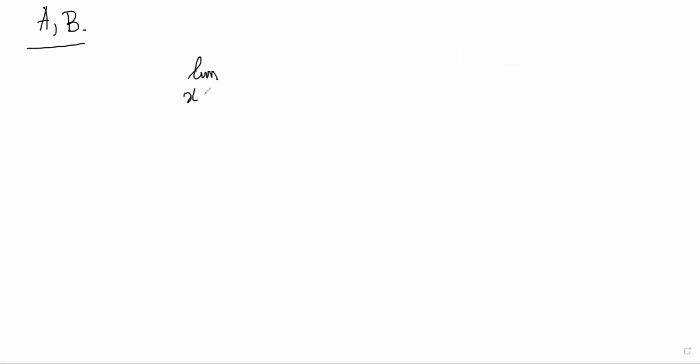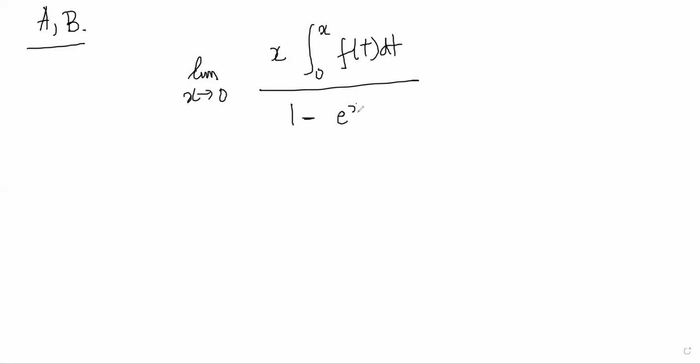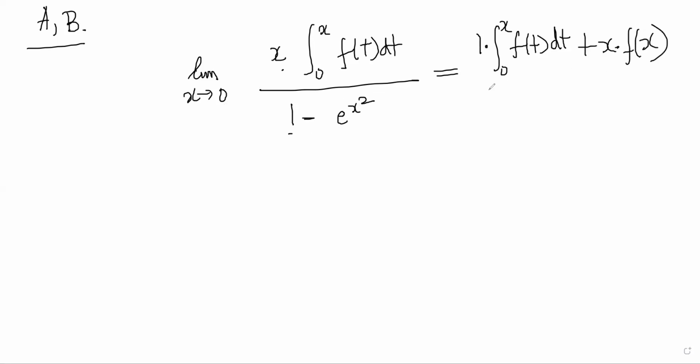So limit x tends to 0. We have x integral 0 to x f of t dt by 1 minus e power x square. And we can see that this is fitting L'Hopital's rule condition because this is 0 by 0, right? Because e power 0 is 1, so 1 minus 1 is 0. So let's apply L'Hopital's. On top, you will get 1 integral 0 to x f of t dt plus x into derivative of this is f of x, divided by minus e power x square into 2x, right? Okay, we are getting this.